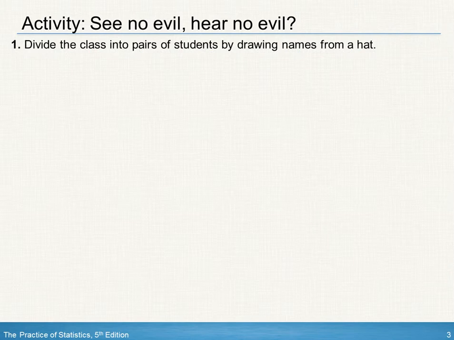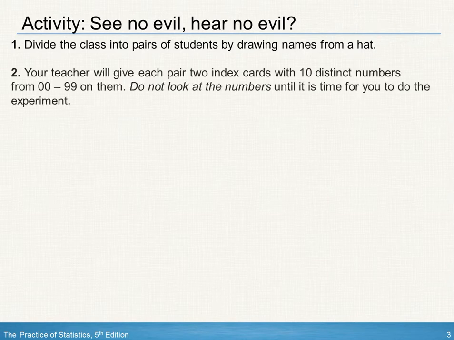Divide the class into pairs of students by drawing names out of a hat. This is a nice thing to do because they learn rather quickly in the chapter how to use the random number table and a random number generator, which is important, but it is good for them to understand that selecting random pairs can be done as simply as picking names out of a hat.